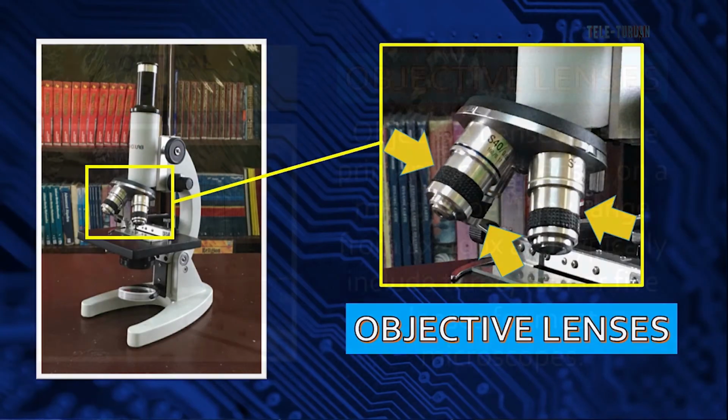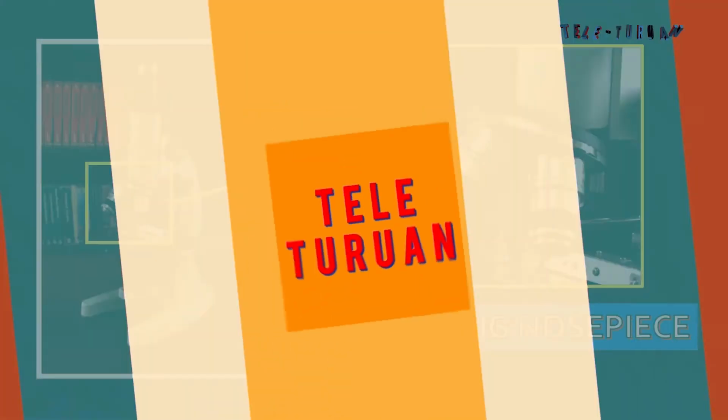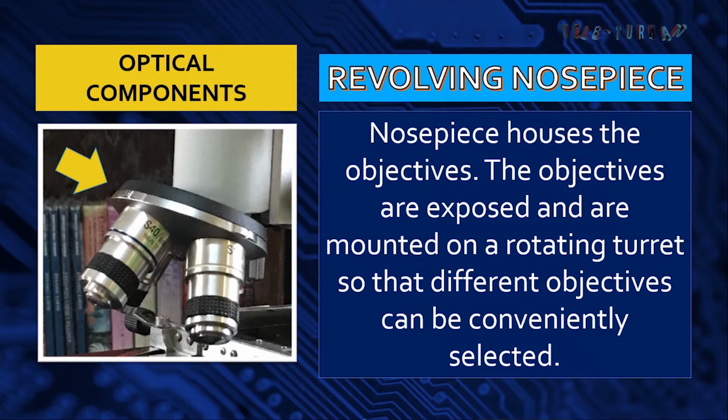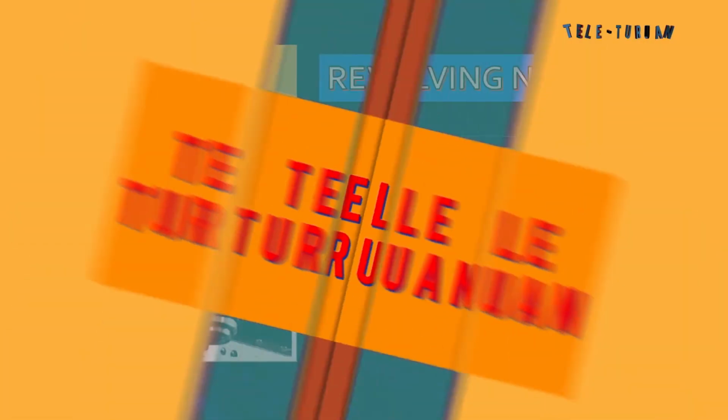Objective lenses. Objective lenses are the primary optical lenses on microscope. They range from 4 times to 100 times and typically include 3, 4, or 5 lenses on most microscopes. Revolving nosepiece. Nosepiece houses the objectives. The objectives are exposed and are mounted on a rotating turret so that different objectives can be conveniently selected. Standard objectives include 4 times, 10 times, 40 times, and 100 times, although different power objectives are available.